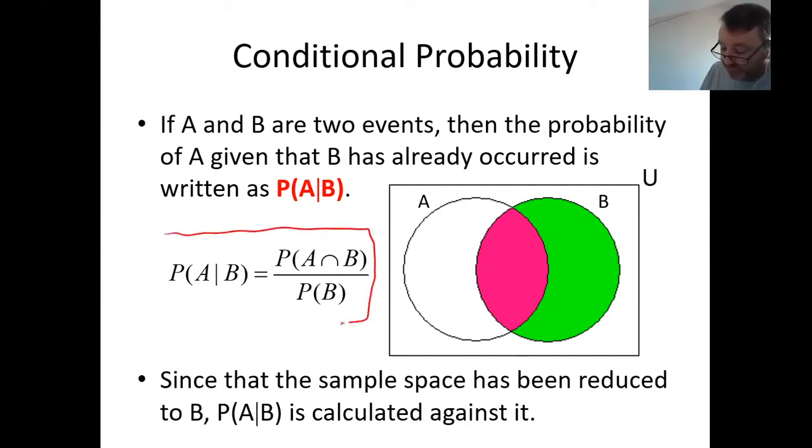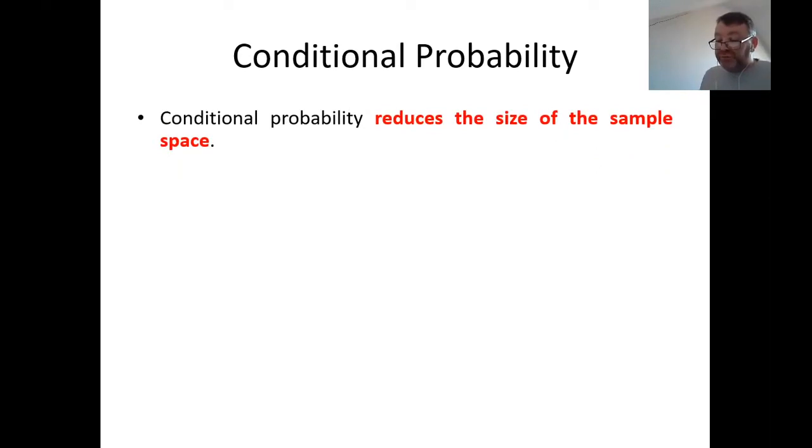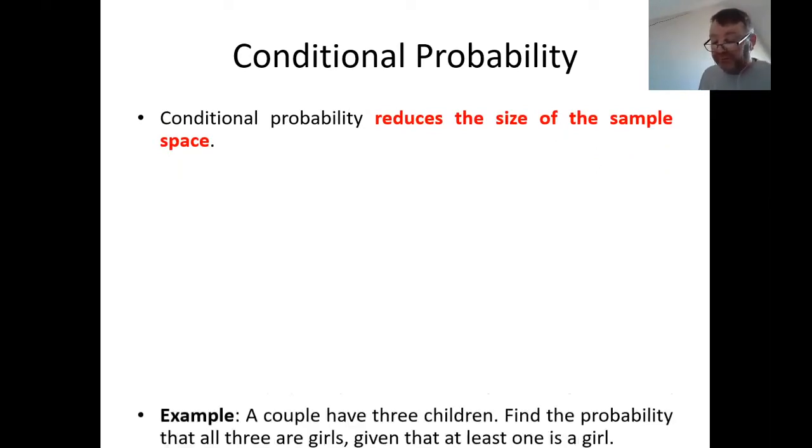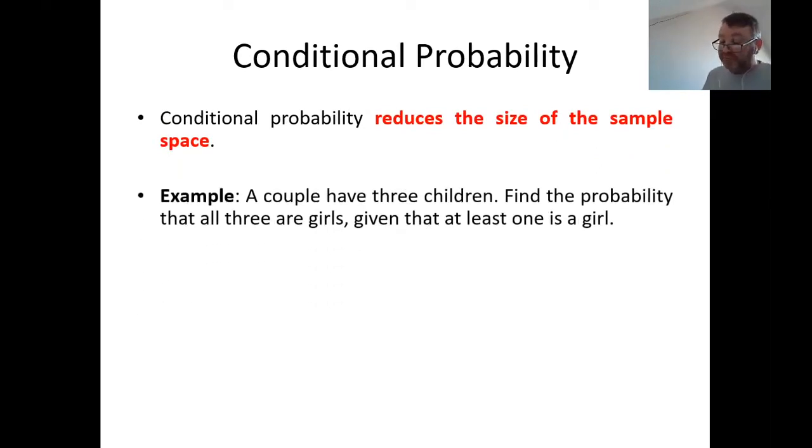That's extremely important. So I hope you're making notes as we go through these slides as well, they will be important. Okay. Conditional probability reduces the size of the sample space. Now, here's another example. A couple have 3 children. Find the probability that all 3 are girls given that at least 1 is a girl.